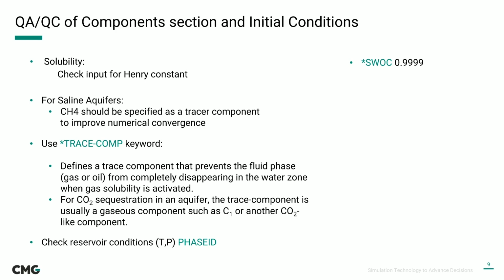Also, it is very important that you are aware that there is a phase ID keyword that specifies the method to identify the phase in a block. By default, it is based on the density. However, you should check the conditions of your reservoir in terms of the temperature and pressure to see if you're very near to the critical point of the CO2. If you are very close to the critical point, we suggest analyzing the use of other methods in this phase ID keyword, such as TC-mix, that considers the temperature of the block. Also, we suggest setting a SWOC value of 0.9999. Do not set it as 1, which will lead to convergence issues.